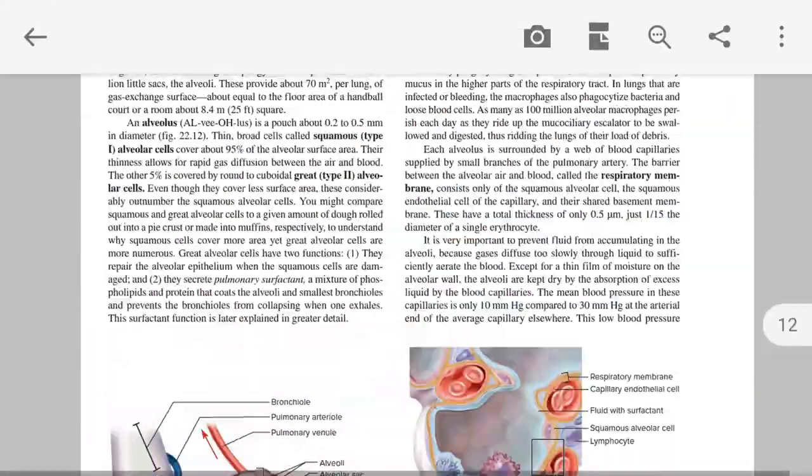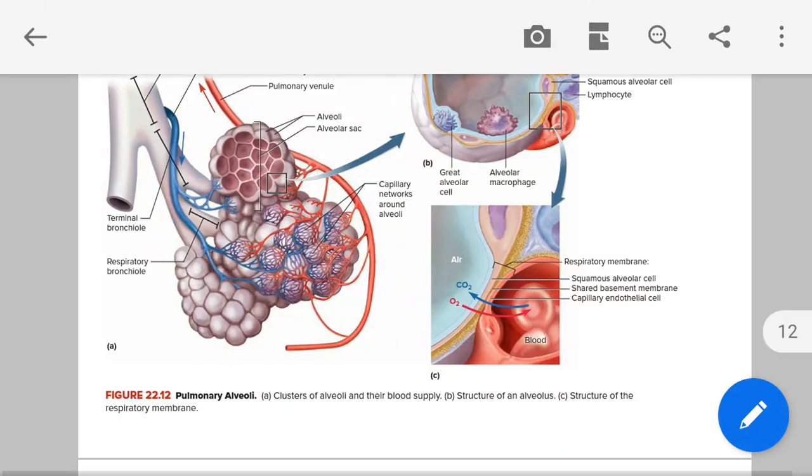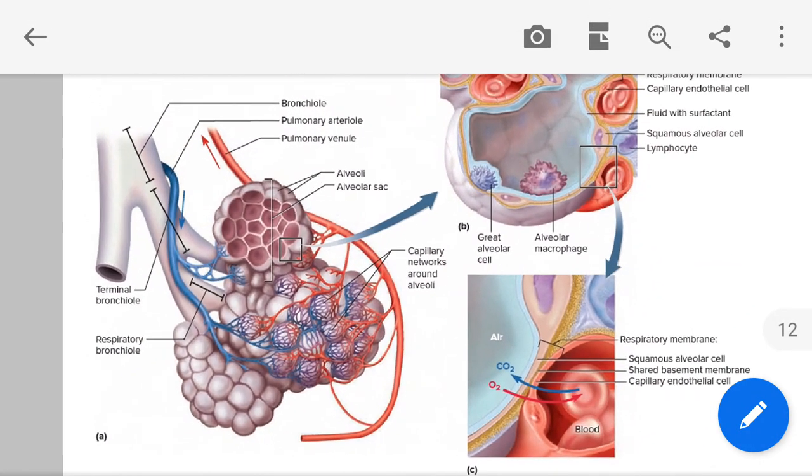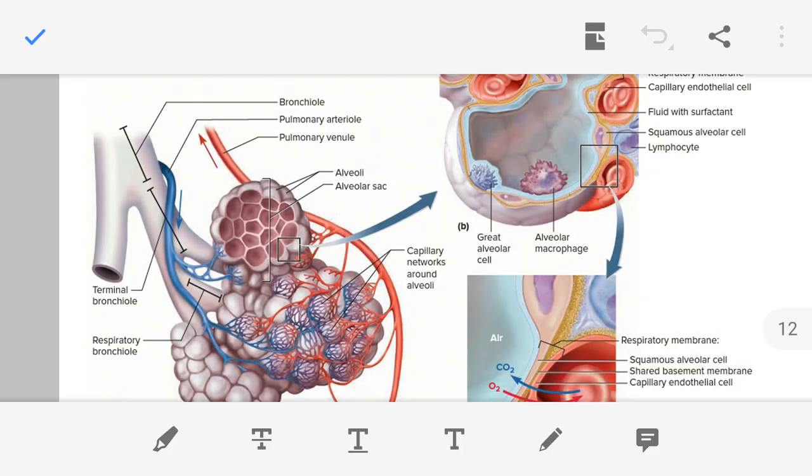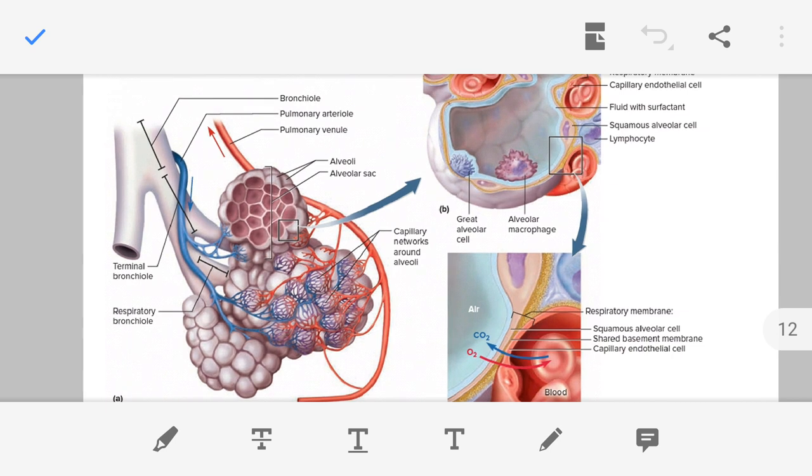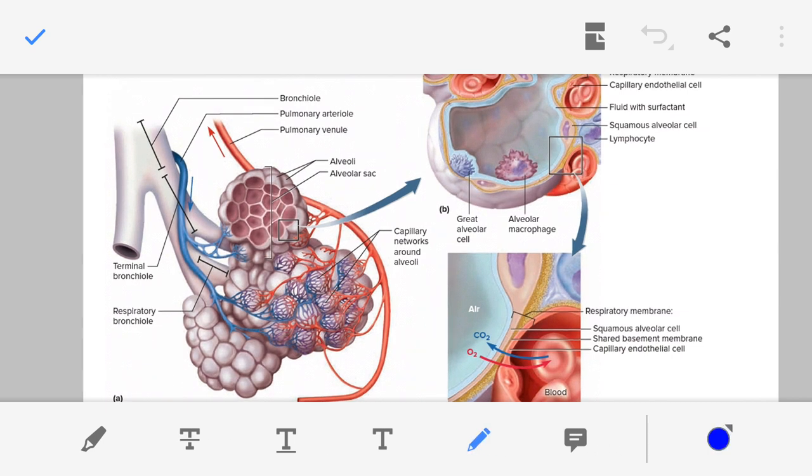One more figure is there. This one is also very good. So in this figure, first see the bronchiole. So this one is the bronchiole. Then the bronchiole is further divided; the branch of the bronchiole is the terminal bronchiole, then the branch of the terminal bronchiole is the respiratory bronchiole.